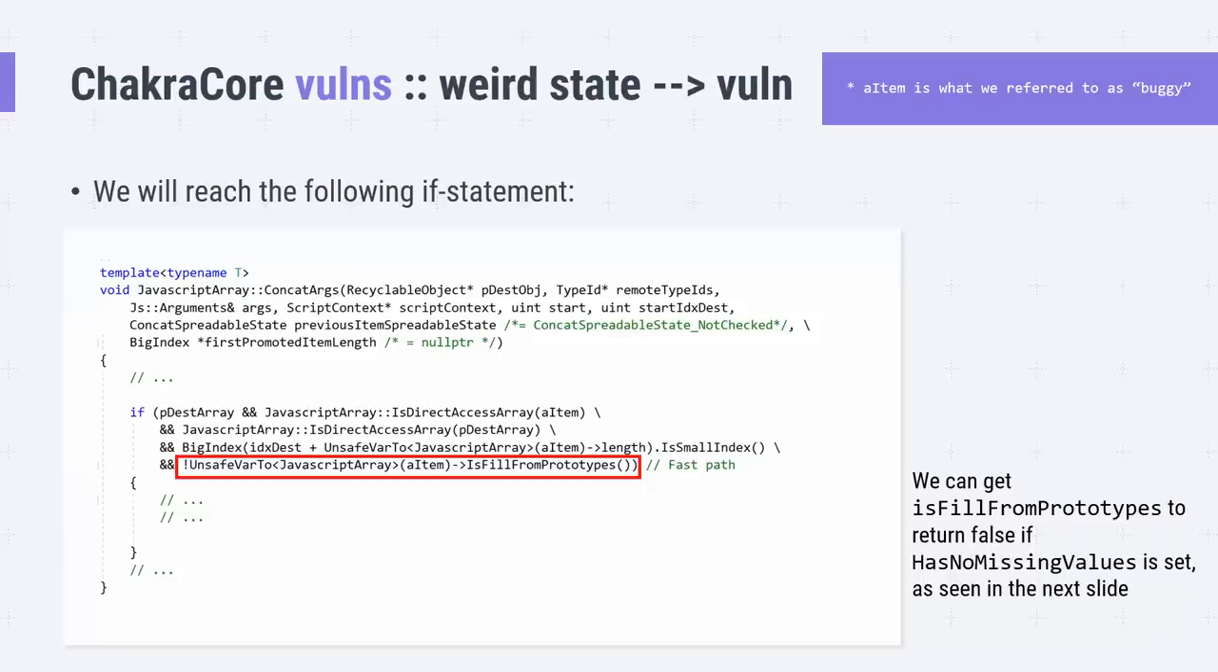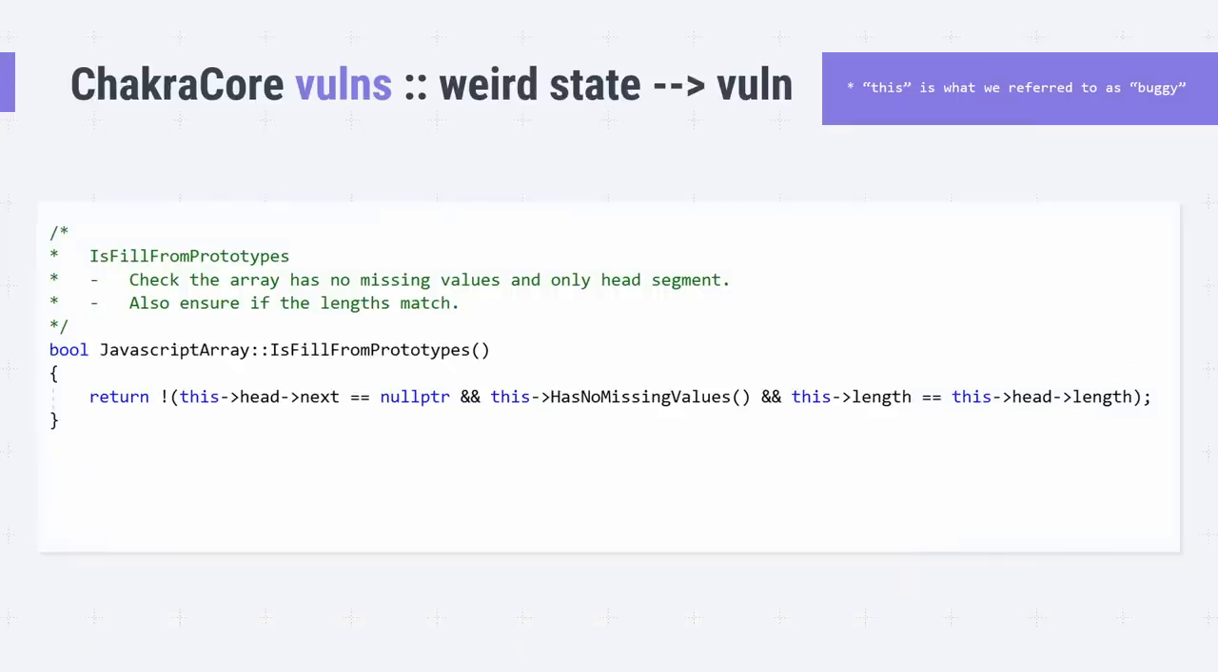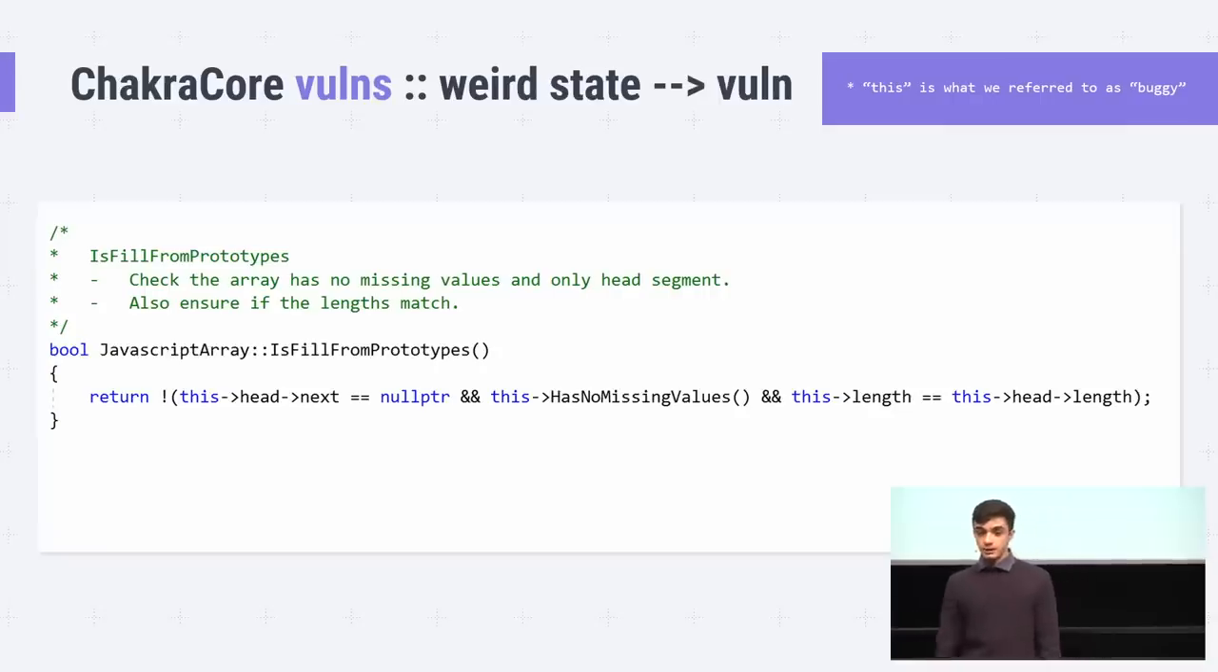It's called isFill from prototypes, and we would essentially want isFill from prototypes to return false in order to get into that if statement. Now, isFill from prototypes essentially checks the following things. First, it checks that there's only one segment in the array, and that check is through the fact that it checks that the next segment of the head segment is null. Another thing it checks is that the length of the array is equal to the length of the segment. Therefore, the segment is the only segment in the array.